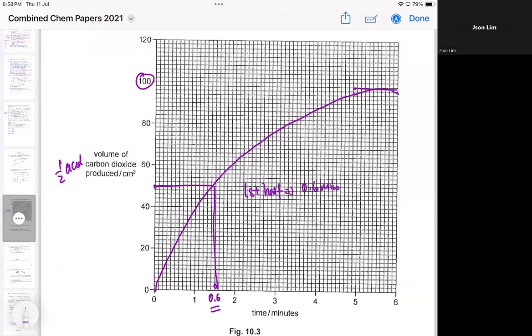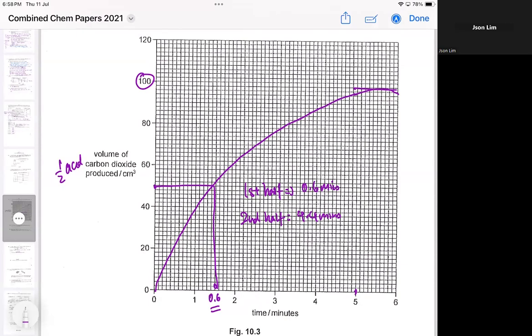Then the second half of the reaction takes an additional 4.4 minutes to complete, by 5. Okay, this is a very, very clear-cut concept to tell you that the reaction is always fastest at the beginning, because at the beginning, the concentration of the acid is the highest. Oh, sorry, this one is a 1 point something.